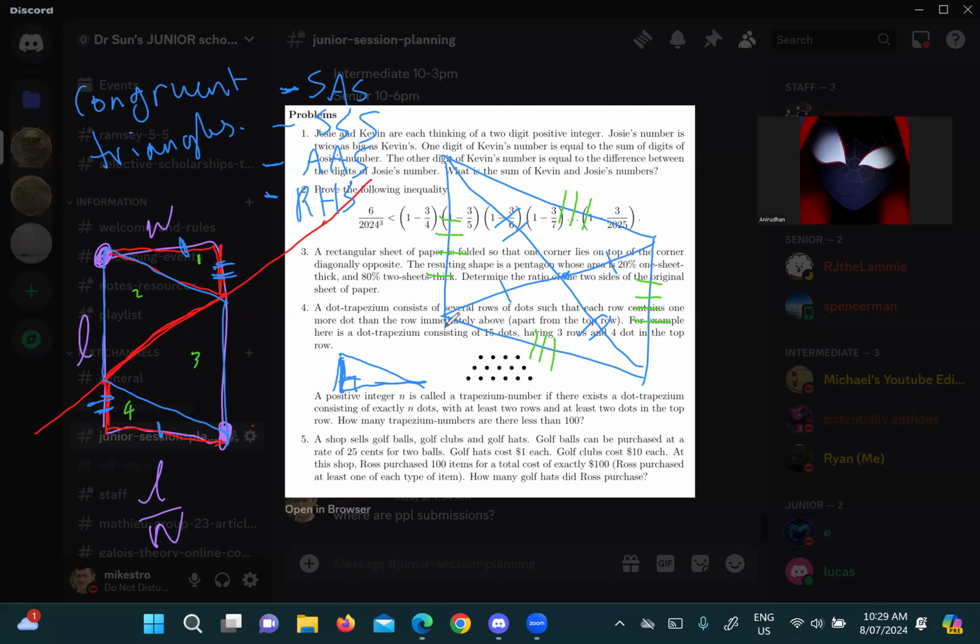So right angle, hypotenuse, side. Sometimes if it's a right angle, you don't actually need the included angle. You just need any angle, because by Pythagoras you know all three sides anyway, right? If you have two sides.